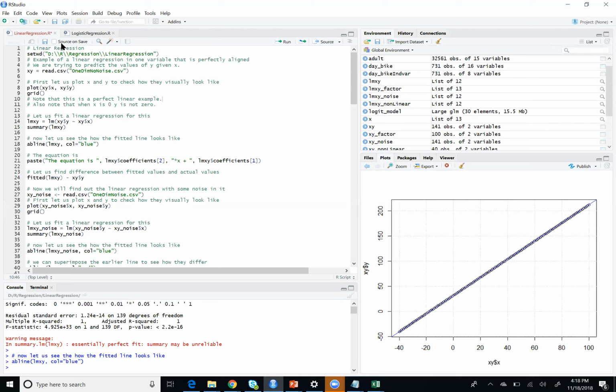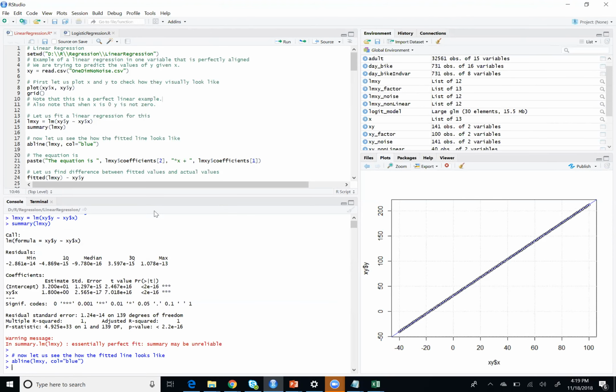Yeah, that's better. So the way we are using linear regression, the first data set which we have is one-dimensional data with noise. We are just reading the CSV into X and Y, and plotting X and Y. That's just the basic plot. But if you want to fit a linear regression model, you use this function called LM, and you give Y versus the variables. So Y versus X, and then you take the summary of it. The summary is really useful.